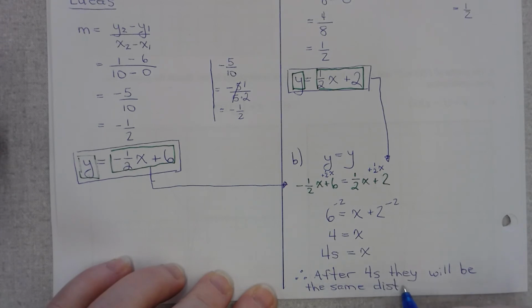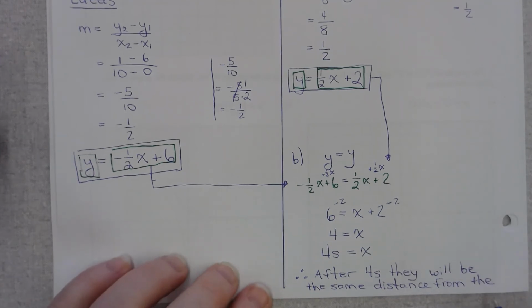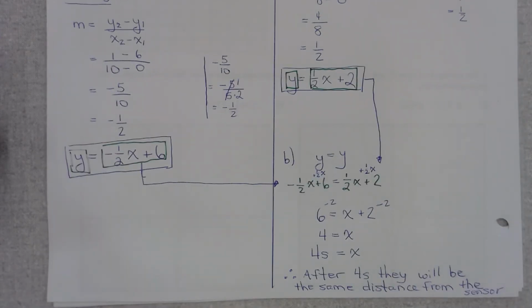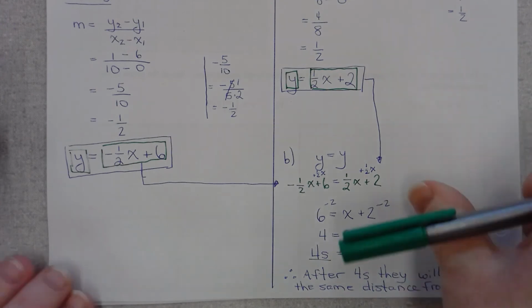And then the last part of this question says, now, how far will they be from the sensor? And that's actually the easiest question in this whole long question, because at this point, we know at what time they're the same distance from the sensor, so in this case that's 4 seconds. Well, we have two equations here that we can plug that 4 seconds into, and it really doesn't matter which equation we plug that into.